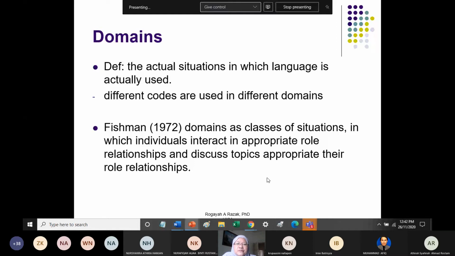And we discuss topics which are appropriate to our role relationship. There are things that you can speak about to a child, but maybe some topics are not appropriate. So these are all the sociolinguistic factors, social factors, that we have to take into account when we are using language. Who we talk to, what the situation is, what our relationship is, and what is suitable to be discussed.